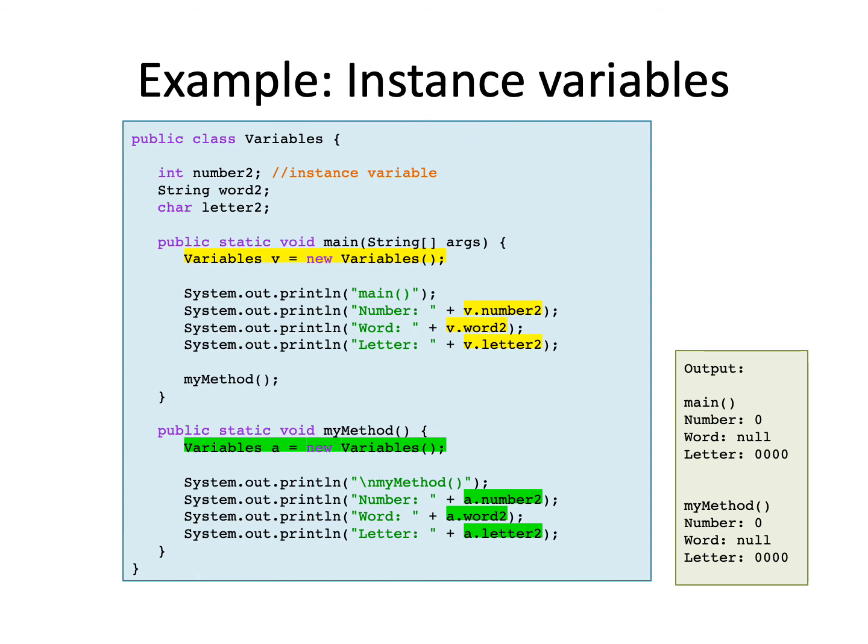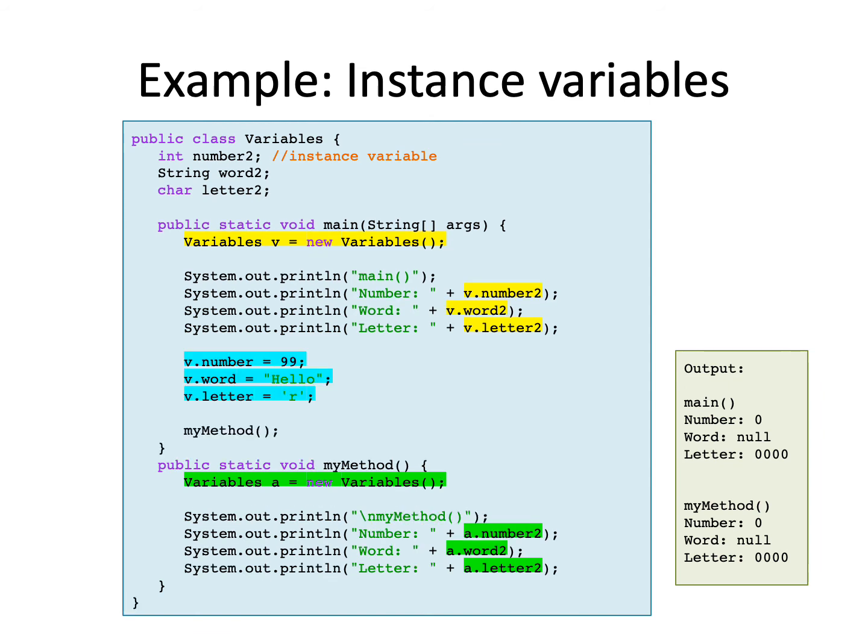Similarly, within my method, it needs to create an object to use the instance variables. Here we have variables a equal to new variables. We can call our object v if we want, because within different methods, those are only local within the method itself. Here we access the instance variable by writing a.number2, a.word2, and a.letter2. When we run this code, the output that we get is number is 0, word is null, and letter is 0000, because instance variables have default values.